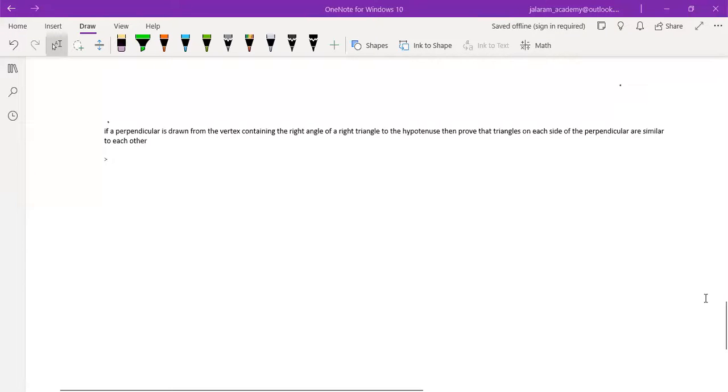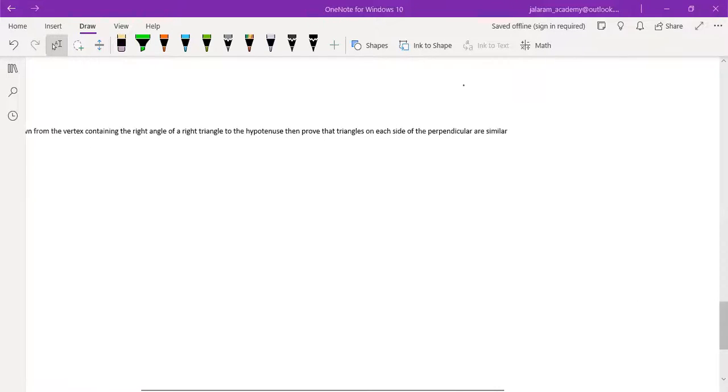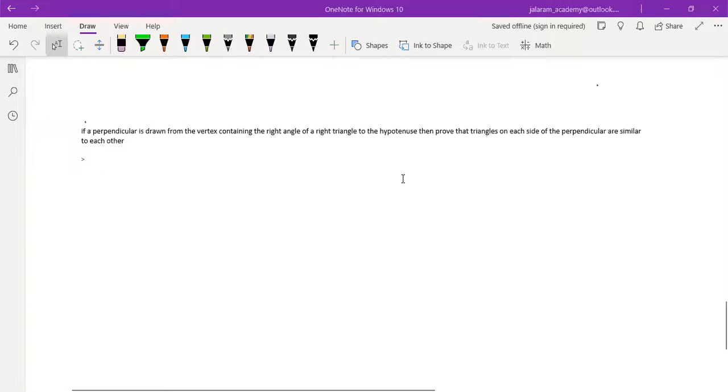Welcome back, students. Now we will discuss how to use these criteria of similarity which we have discussed in previous session. In the question, if a perpendicular is drawn from the vertex containing the right angle of a right triangle to the hypotenuse.